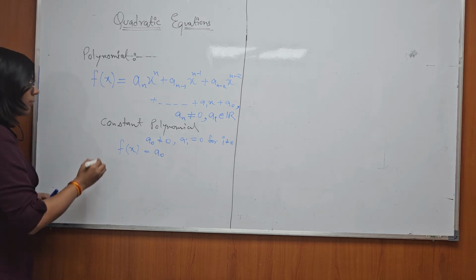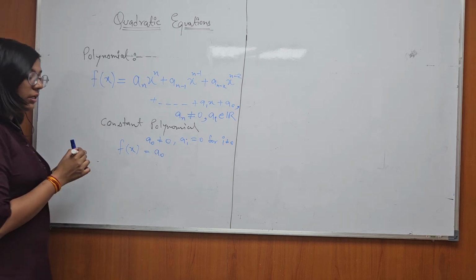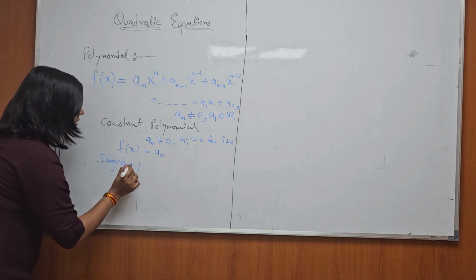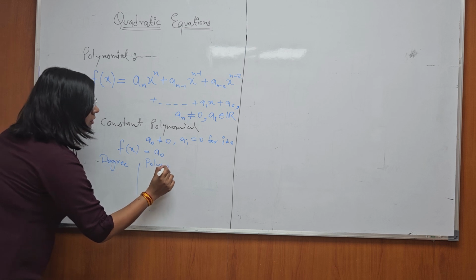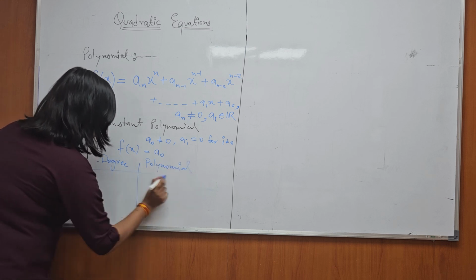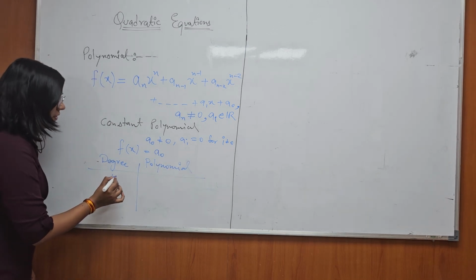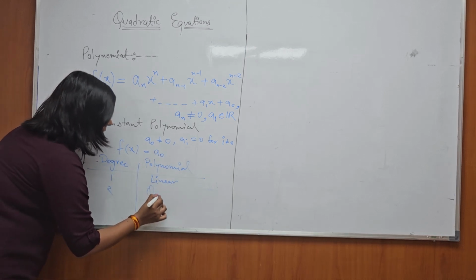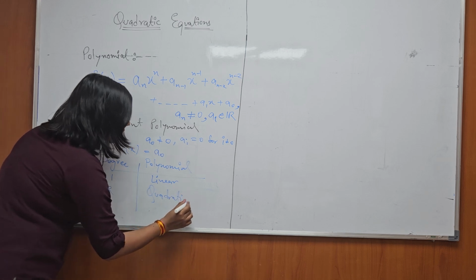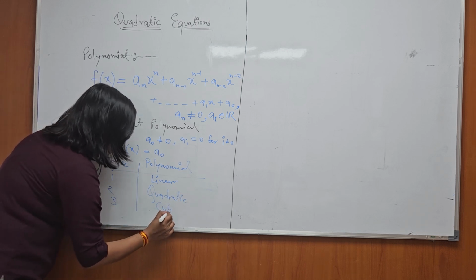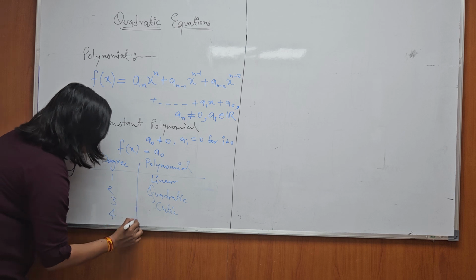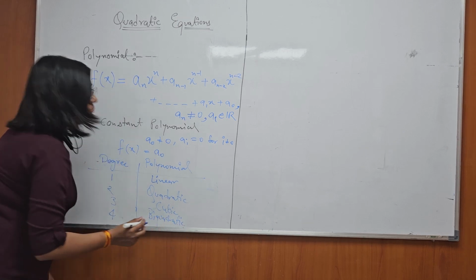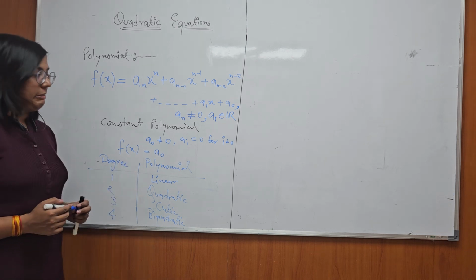According to the degree of the polynomial, we can define types. If degree is 1, the polynomial will be linear. If degree is 2, polynomial will be quadratic. If degree is 3, polynomial will be cubic. And if degree is 4, the polynomial will be biquadratic. And similarly, we can define names of polynomials for various degrees.